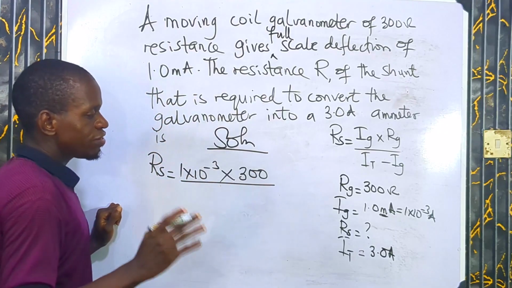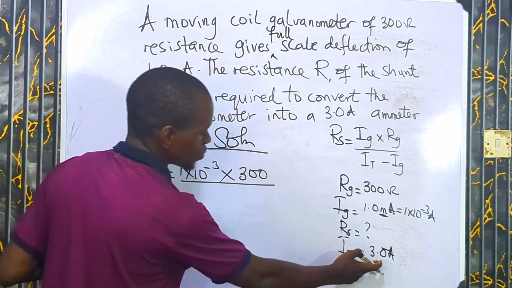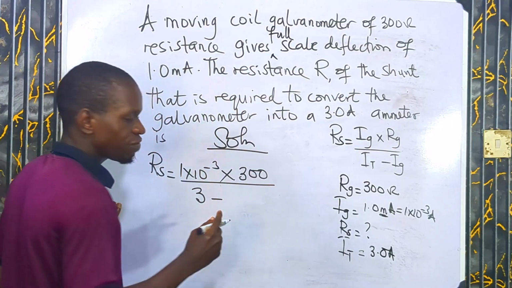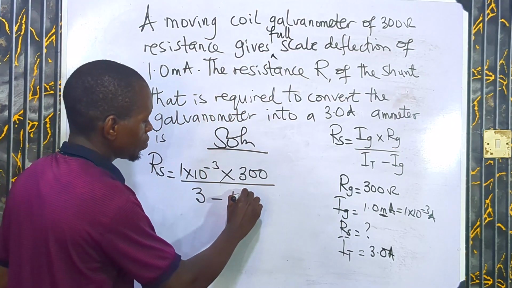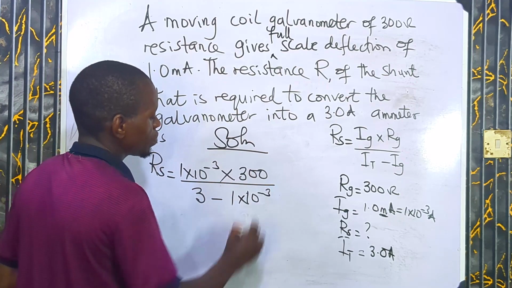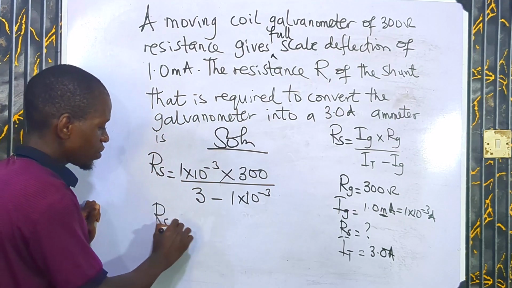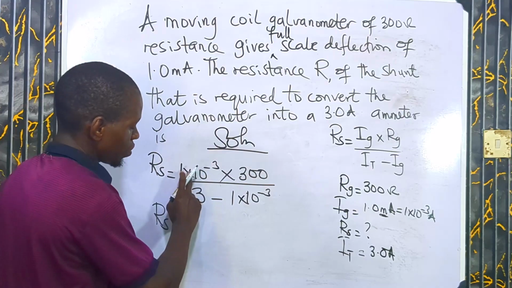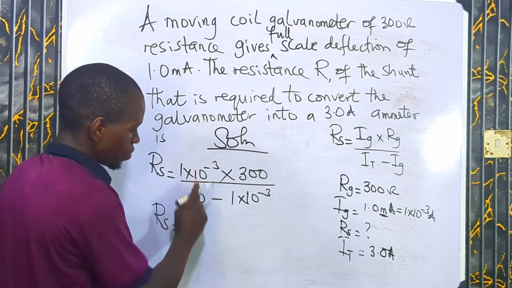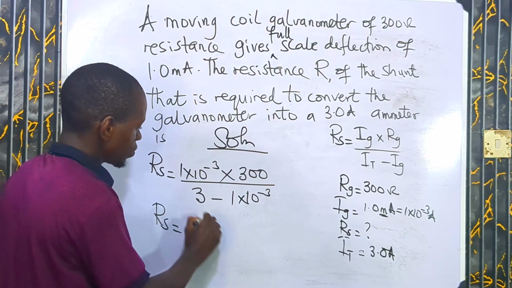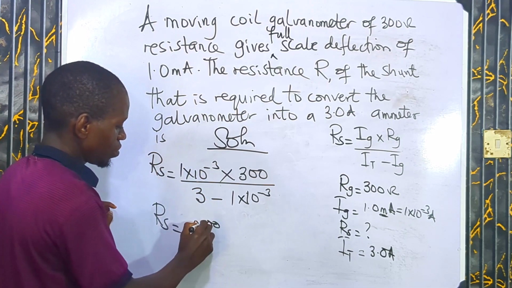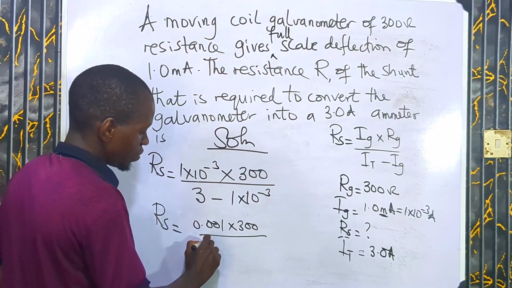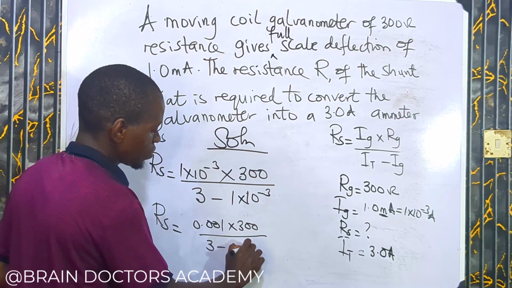All over my total current, which is 3, minus the current of the galvanometer, which is 1 times 10 to the power minus 3. So let's do our calculation. My RS is equal to 0.001 times 300 all over 3 minus 0.001.